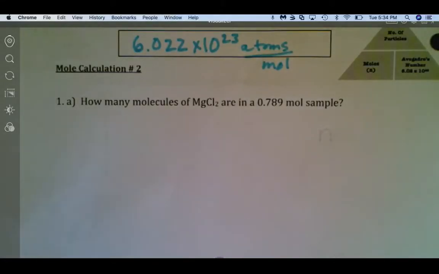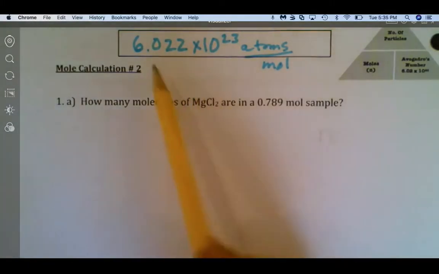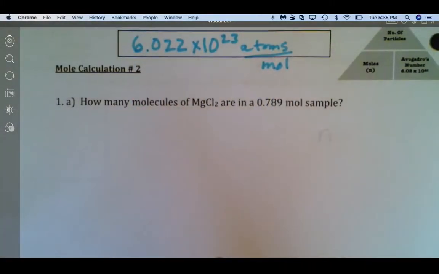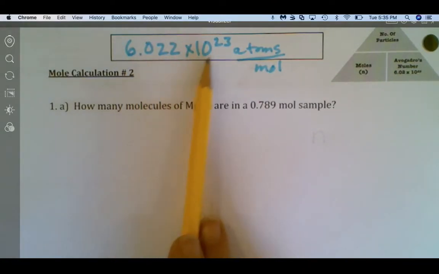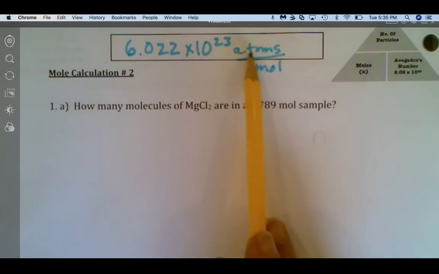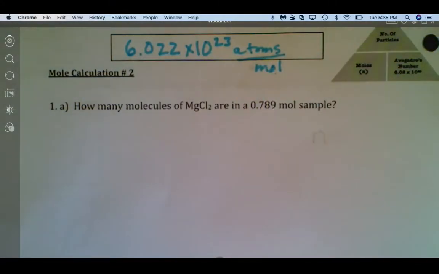We're going to talk about the second type of mole calculation. You're going to notice that I have Avogadro's number written at the top here. Notice that we just keep it to 6.022 times 10 to the 23. This could be cookies per mole, atoms per mole, molecules per mole, whatever substance you have where you're counting particles, we put that per mole of a substance.